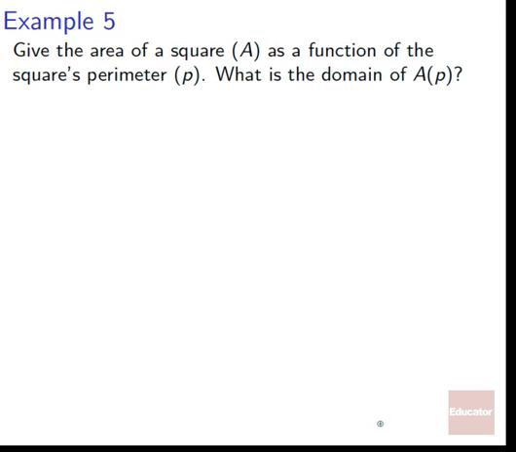Give the area of a square, A, as a function of the square's perimeter, P. And then also say, what is the domain of the area as a function of perimeter? So first, as we talked about in the word problems, let's set up what our variables are. Nicely, this problem already gave us our variables, but we'll just remind ourselves. A is the area of square, and P is the perimeter of square.